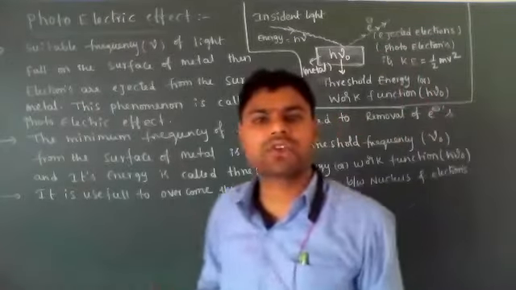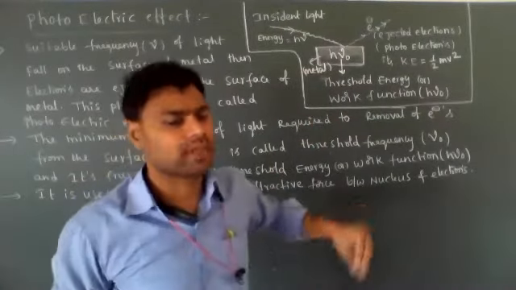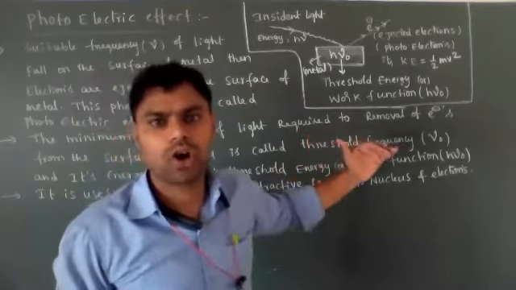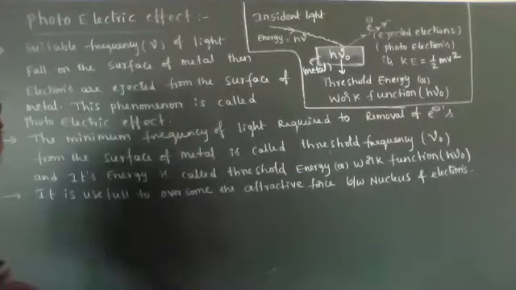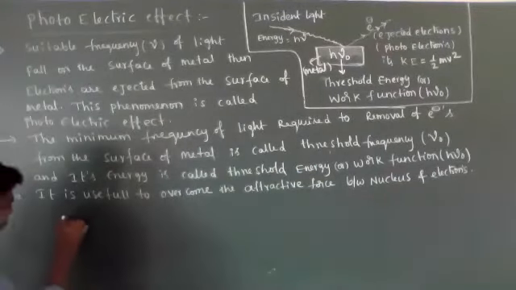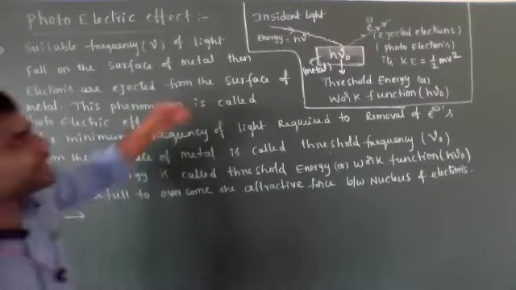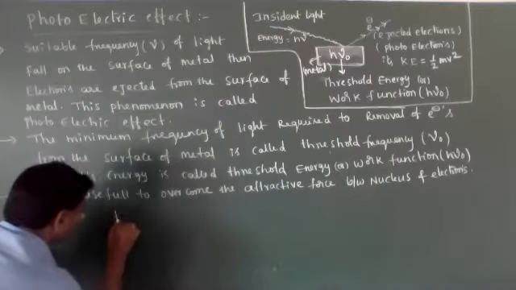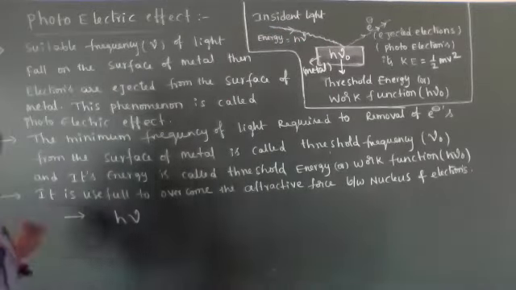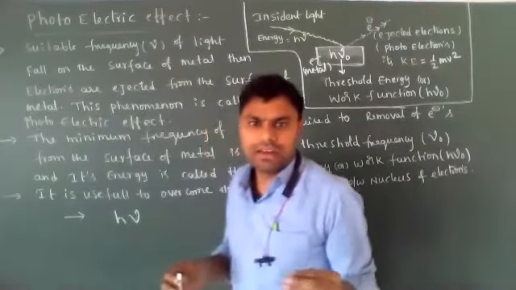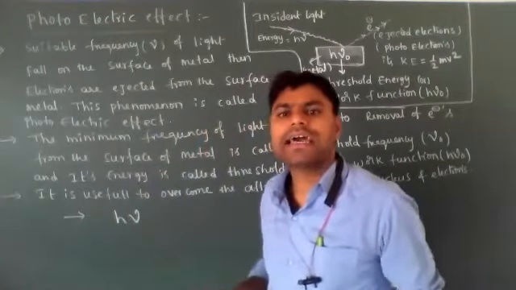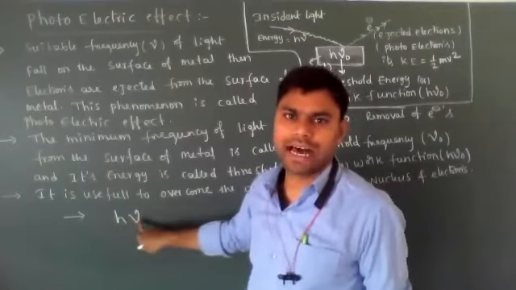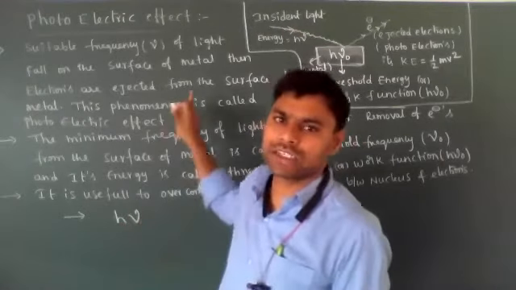That phenomenon is known as the photoelectric effect. In this photoelectric effect, the incident light energy is how much? h nu. Because what is the energy formula? H into nu, where h means Planck constant. Already we have studied E is equal to h nu.